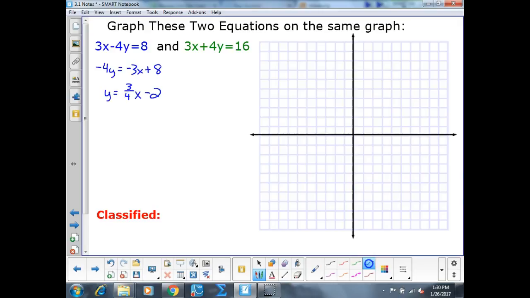Okay. So from there, I'm going to go down 2 from the origin, and I'm going to put a dot. Then using my slope, I'm going to go up 3 and to the right 4. Up 3, to the right 4. Or I could go down 3 and to the left 4.